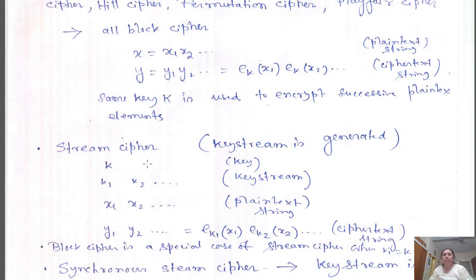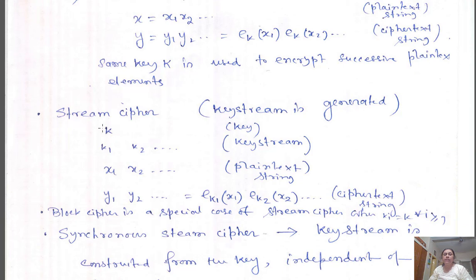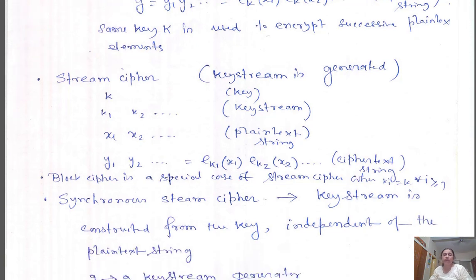And in stream cipher, we have seen that from the given initial key, we generate a key stream. And the plain text string, suppose x1, x2, then the ciphertext string y1, y2 is produced this way. So encryption of x1 with k1, encryption of x2 with k2, like that. So block cipher is a special case of stream cipher, where for block cipher every ki is essentially taken to be the same key. Okay. So these things we have already discussed.